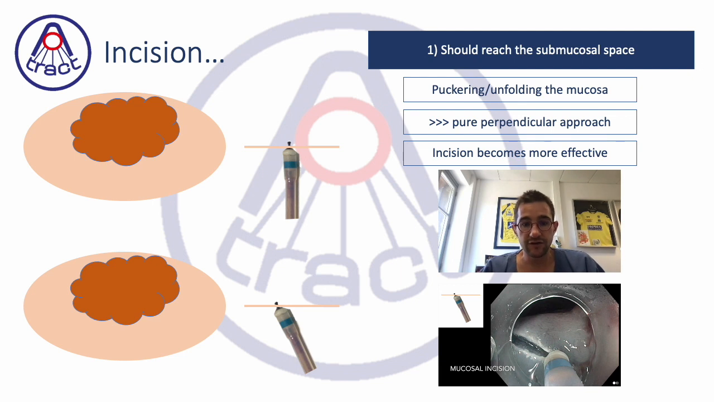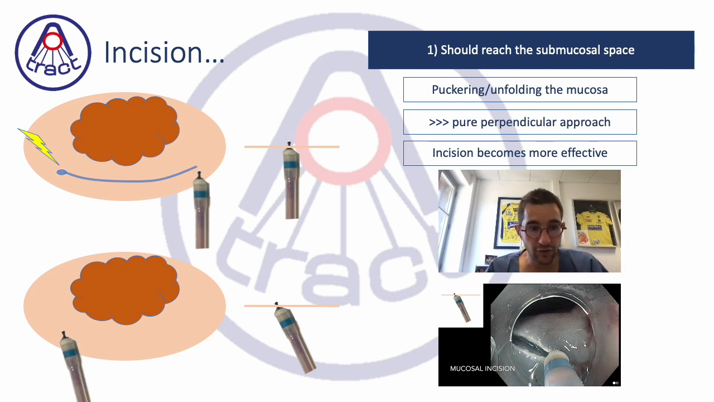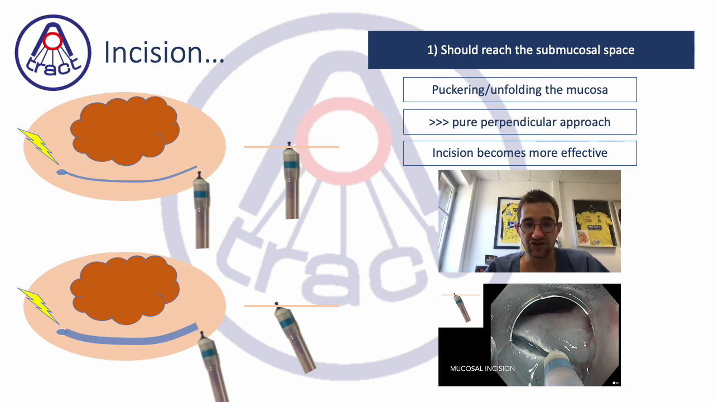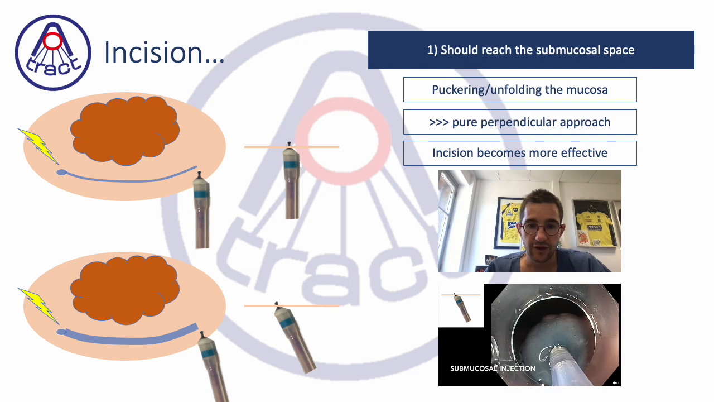After, it is also important to understand that if you do an incision with the knife perfectly perpendicular to the mucosa, your incision will be relatively thin. But if you do a kind of stretching movement with the knife, sliding on the side, you will have something larger, and then a better access to the submucosa. So I try to show you here.